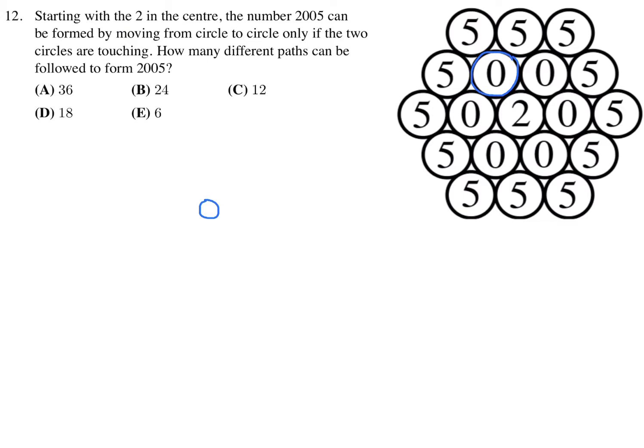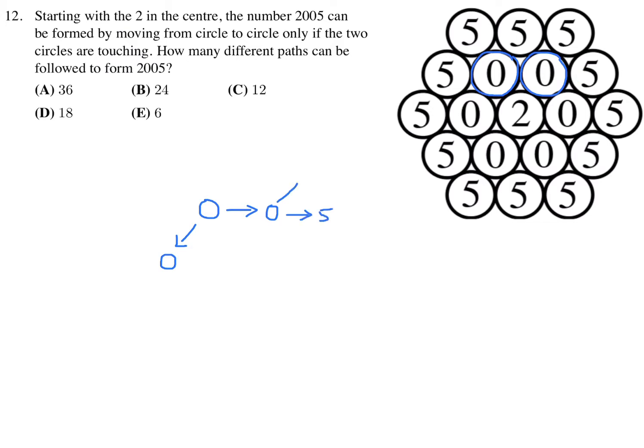But I've still got to get another 0 and another 5. So to get another 0, I can either go this way or this way. There's only 2 options. So I'll draw that over here, this way or that way. Now, once I get to that next 0, I've got to get a 5. So if I'm here, the only way is either here, here, or here. I can only go to a circle that's touching. Okay, let's draw those in here.